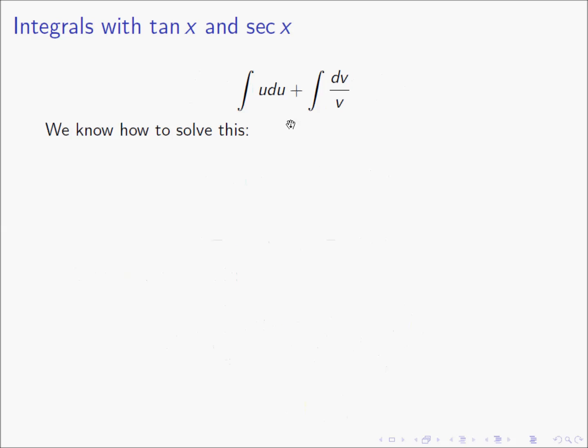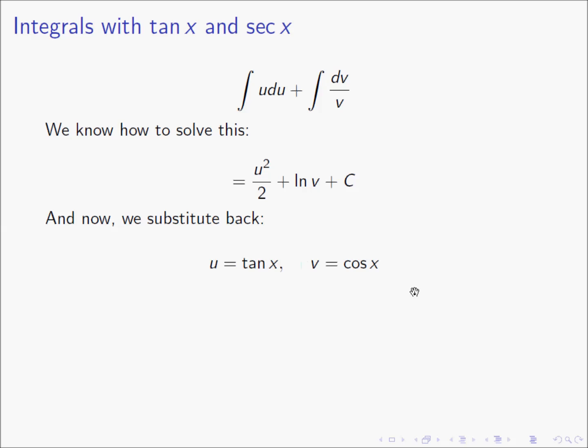So these are two very simple integrals. We know how to solve this. The first one is u squared over 2, and the second one is the natural log of v plus c. Now we only need to substitute back our variables u and v. So we know that u equals tangent of x and v is cosine of x. So simply replacing, we get the final answer for our integral. That will be tangent squared of x over 2 plus the natural log of v, that's the natural log of cosine of x, plus c. That's the final answer.